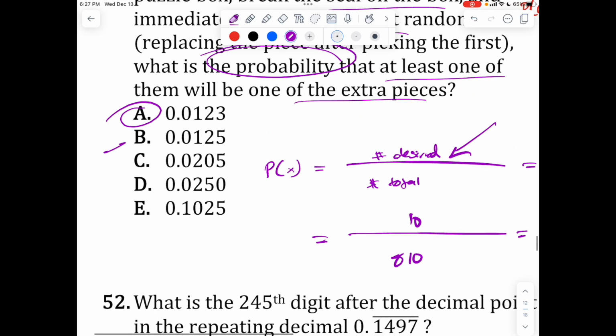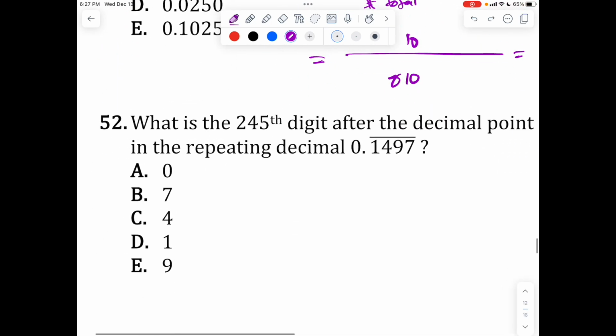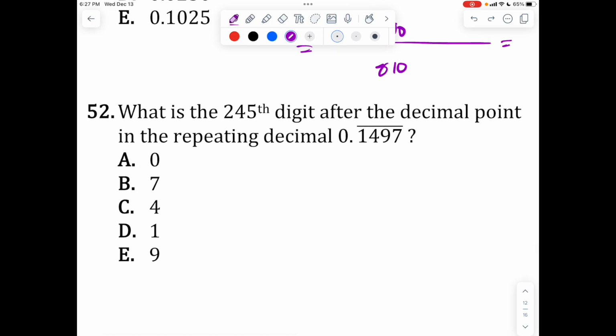Otherwise, you'll end up with answer option B, which is incorrect. Moving on, what is the 245th digit after the decimal point in the repeating decimal here?